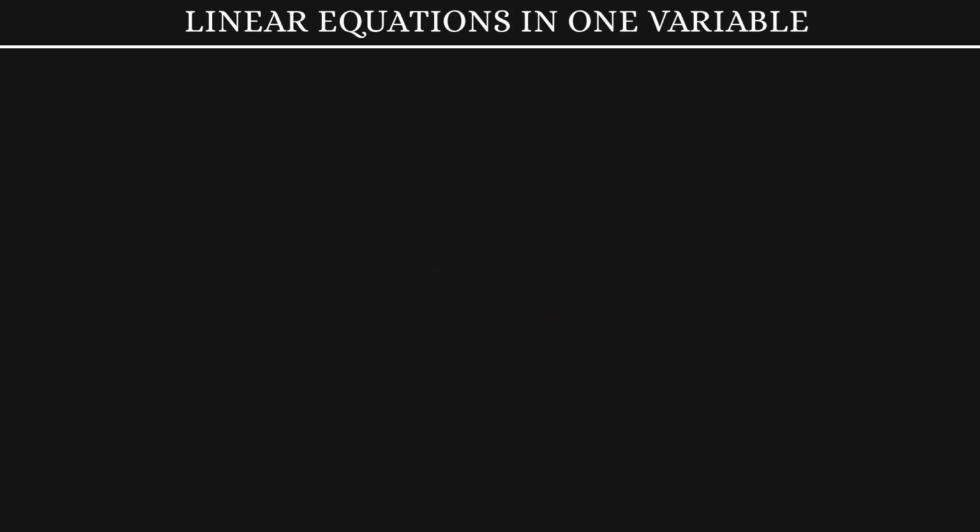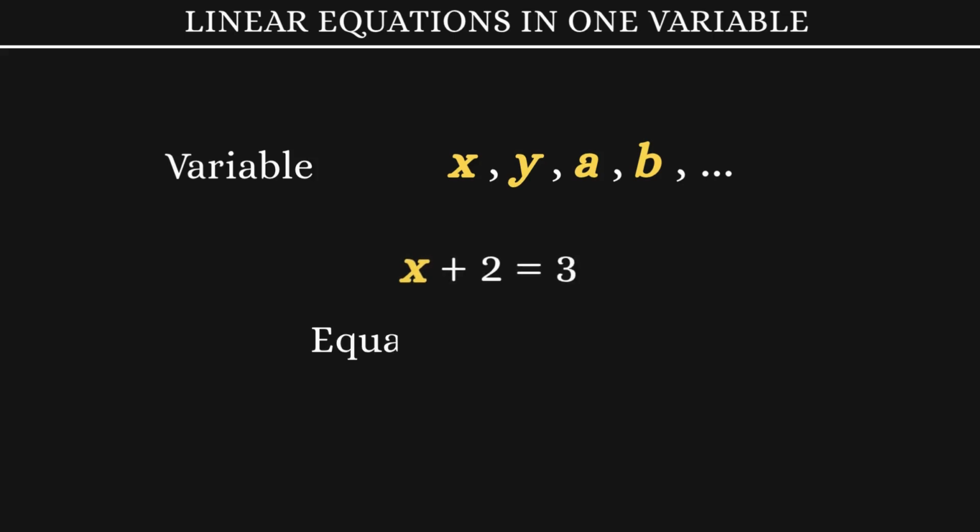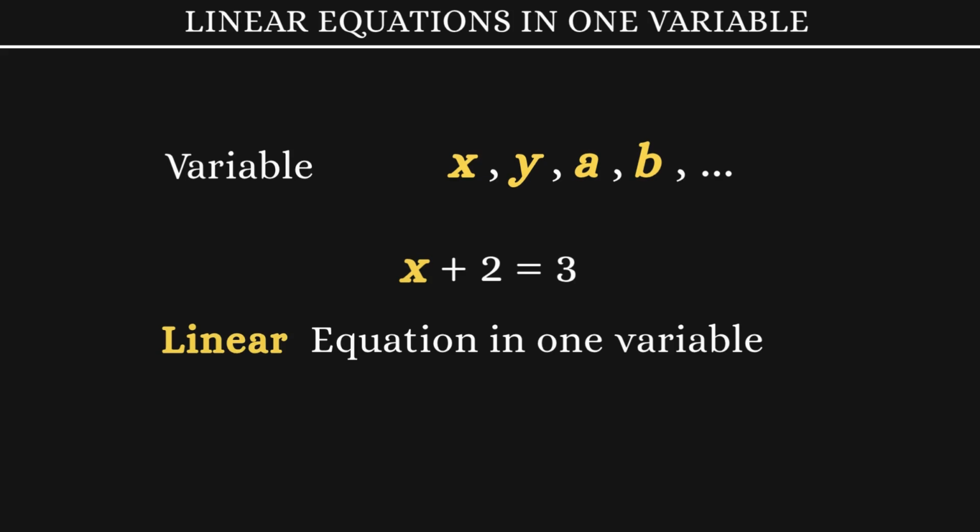Sometimes when you have to find the value of something, we'll assign it a variable, which could be x, y, a, b, and so on. If you have one of such variables in the equation, then it becomes an equation in one variable. But did we miss a key term? Yes, linear. That means the degree of the equation is 1.